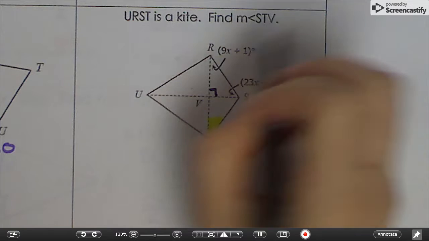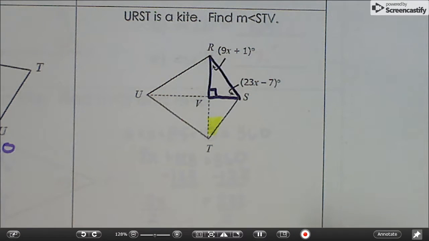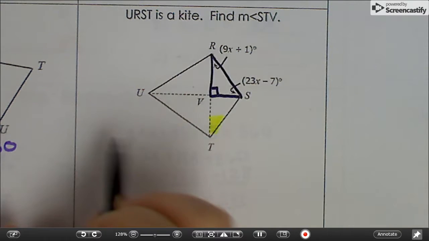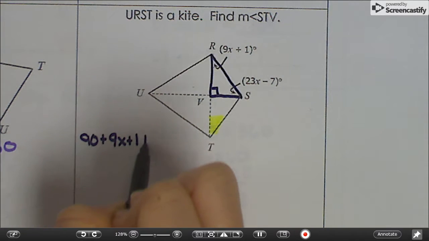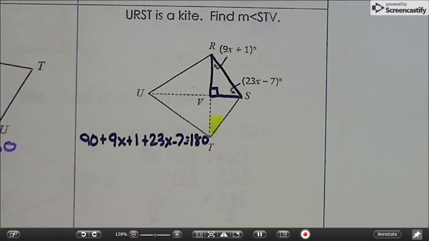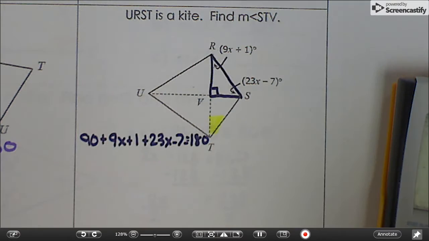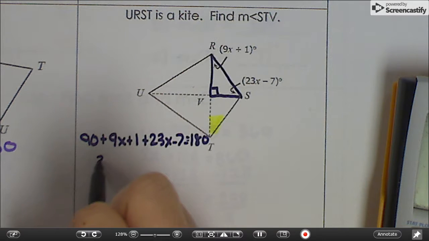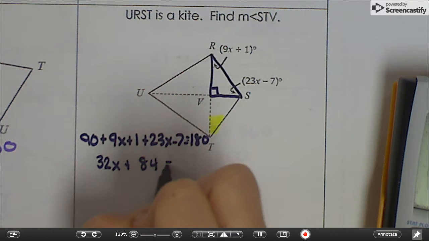I've been looking at it like this right triangle right here. And I know that the triangle angle sum theorem tells us that the angles in a triangle add up to 180. So we would have 90 plus 9x plus 1 plus 23x minus 7 equals 180. This is one way to do it. You could also take this 90 off and have this part equal to 90, but we're going to end up there anyway, so it's fine. So it'll be 32x plus 84 equals 180.